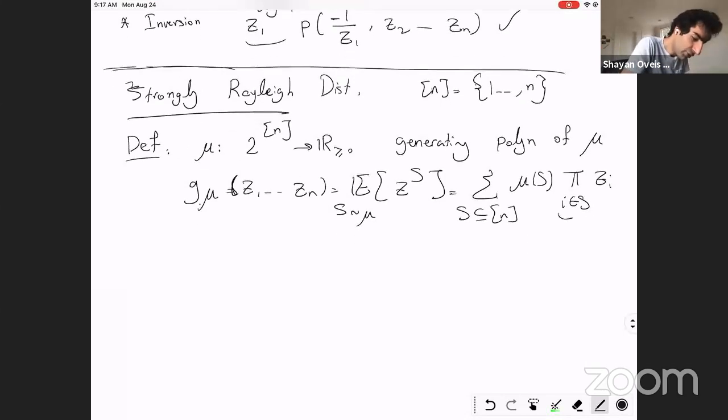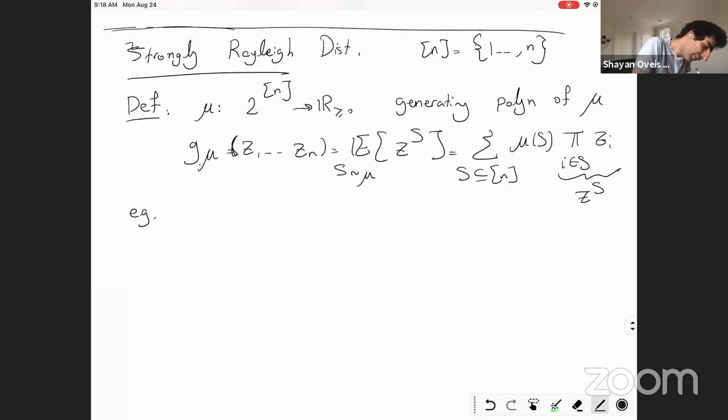By the way, I'm going to use the notation z^S. This means that you take the product of z_i for every element in S. So this is called a generating polynomial. And just to show you one example of what a generating polynomial is, say you have two independent Bernoullis.